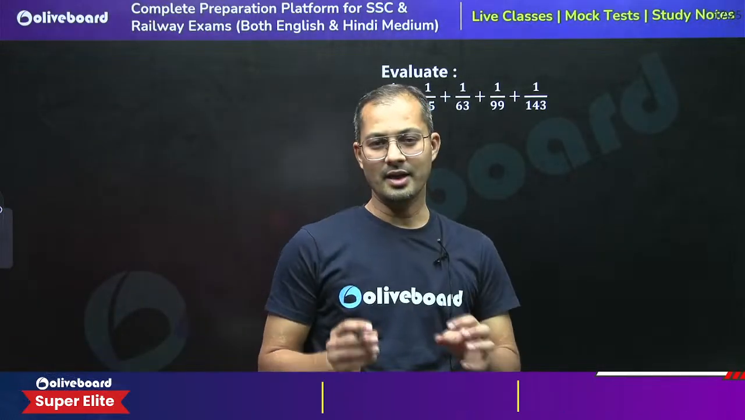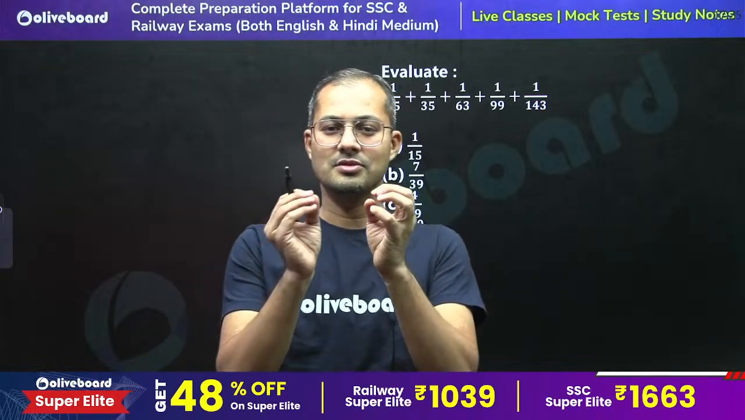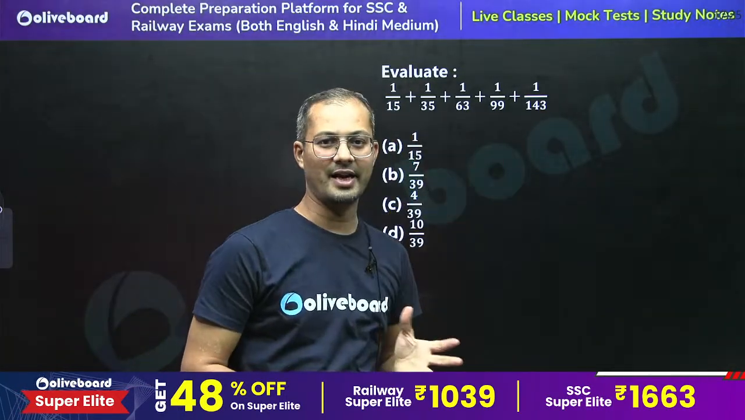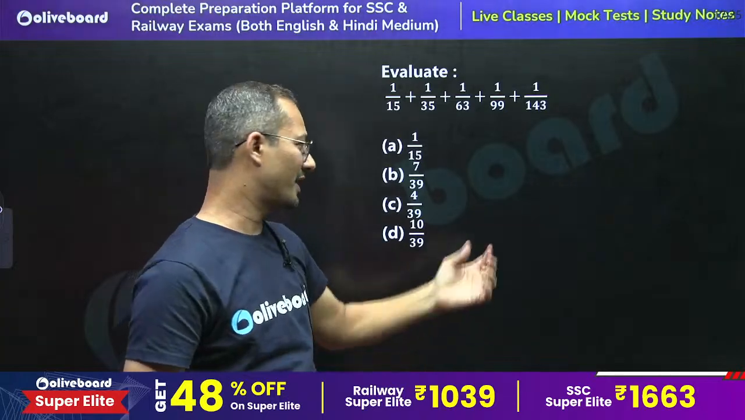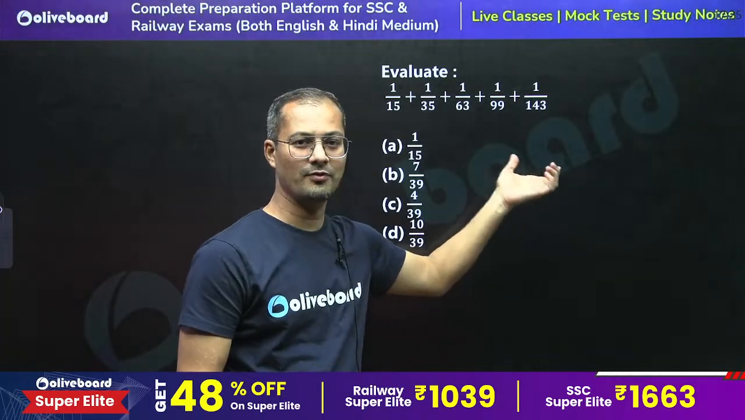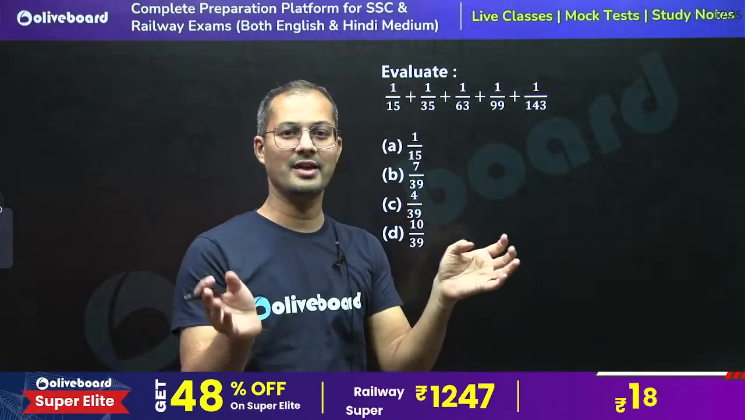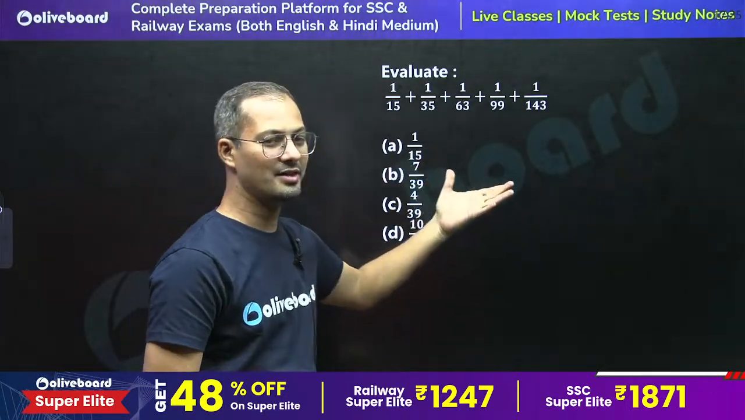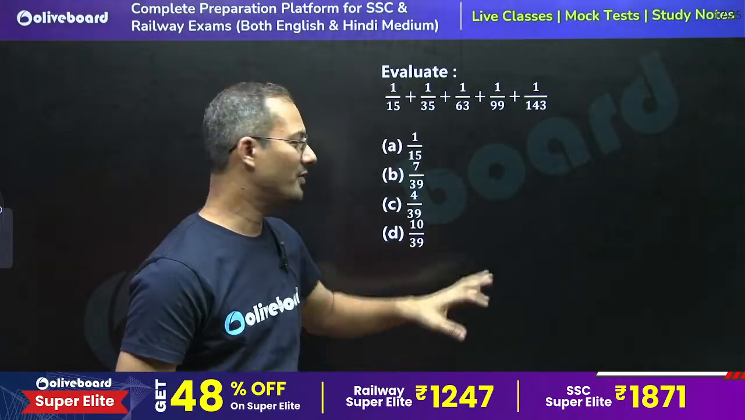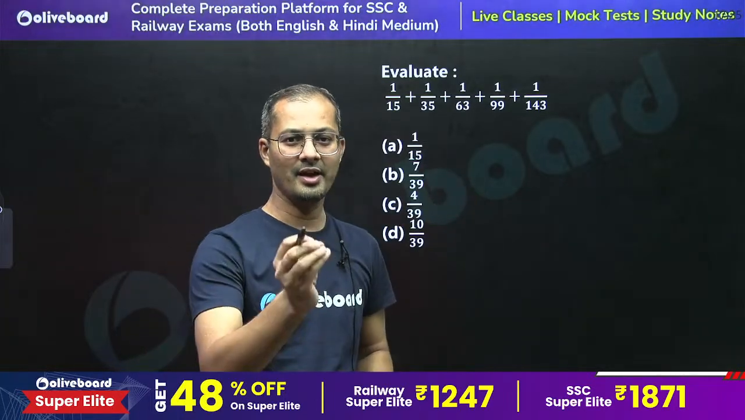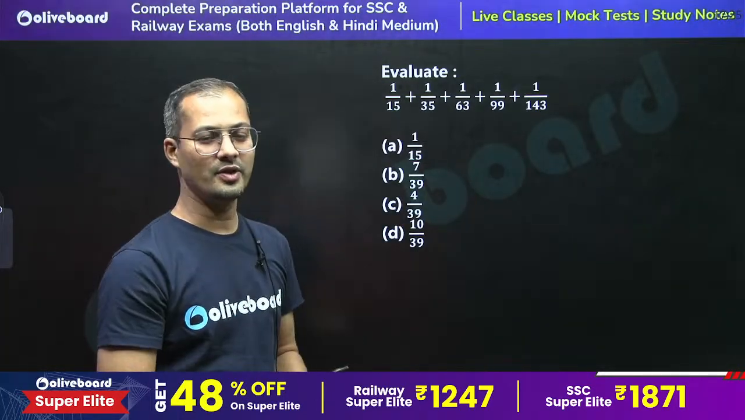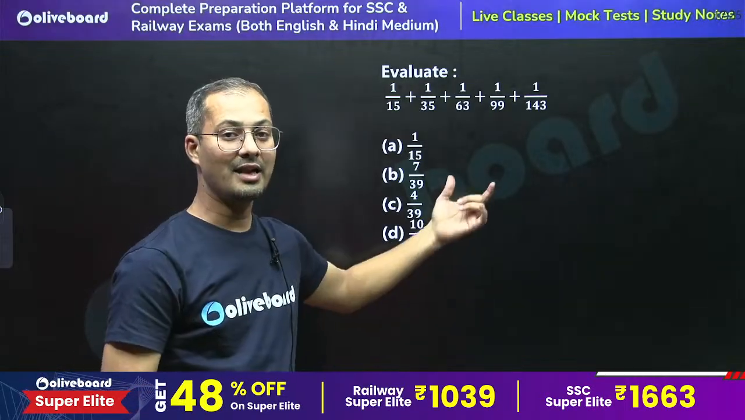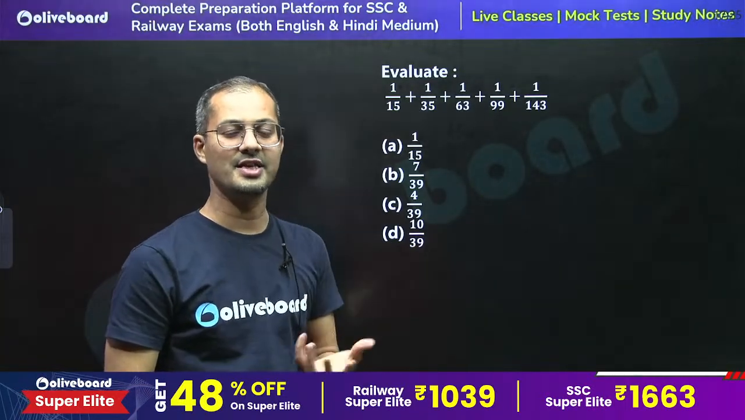Here we have to add two or more fractions. When we add fractions, what is the traditional approach? The traditional approach is to take the LCM of all the denominator values, then add up. If we follow that, we are sure we are not going to solve this question within a minute. It will take 1 or 2 or 3 minutes, depending on the calculation efficiency.